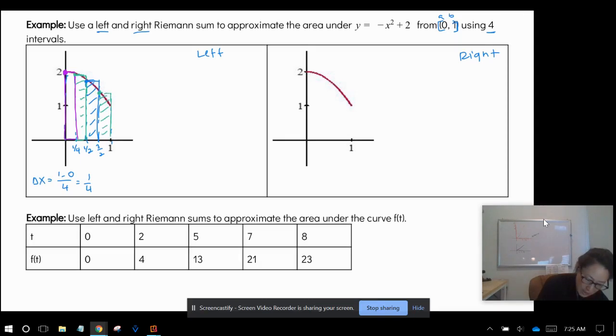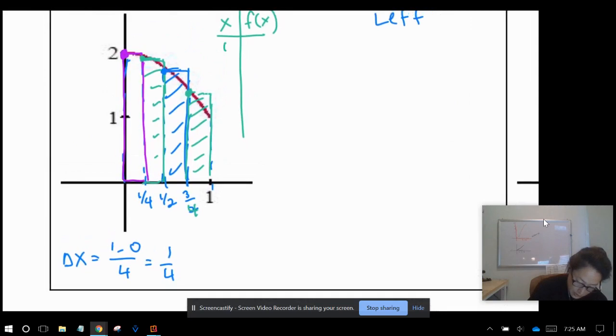We're going to make our height at f of 3/4, and then sketch it down. Okay, so now it's just pure calculation. I like to build a table. I'm going to do x and f of x, at 0, 1/4, 1/2, 3/4, and I'll just put in a 1 because we need it later.